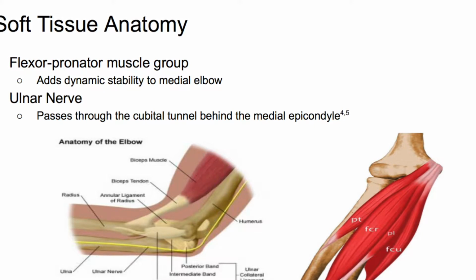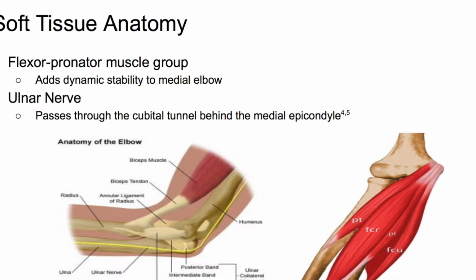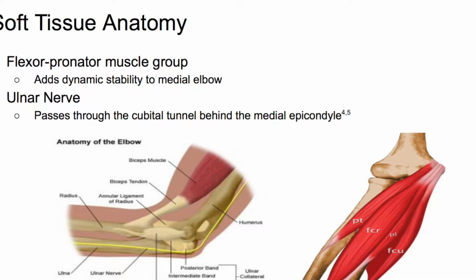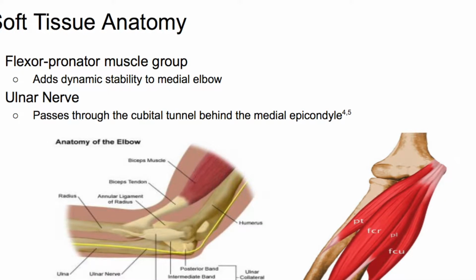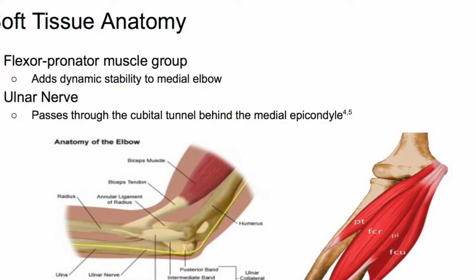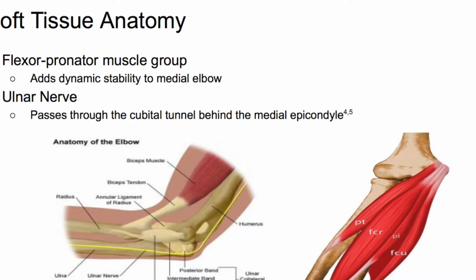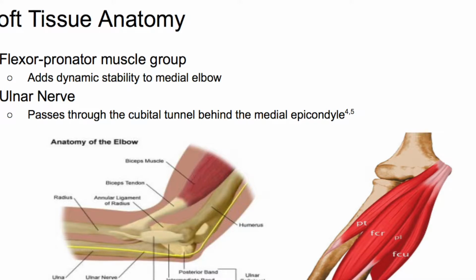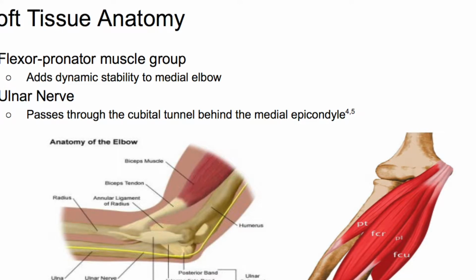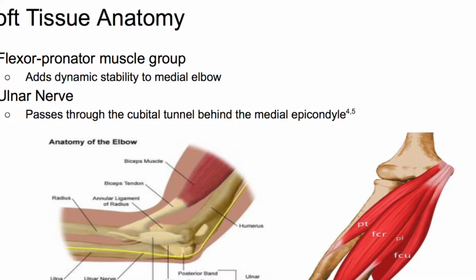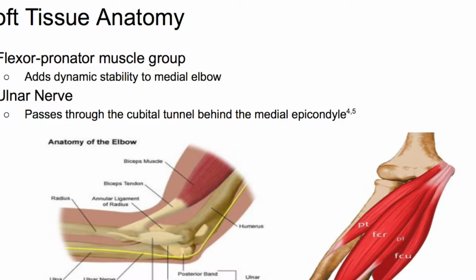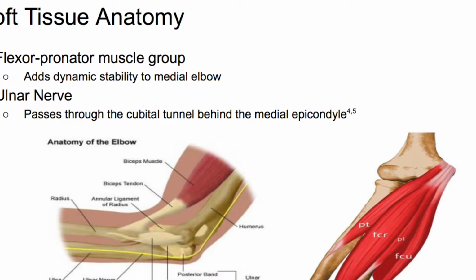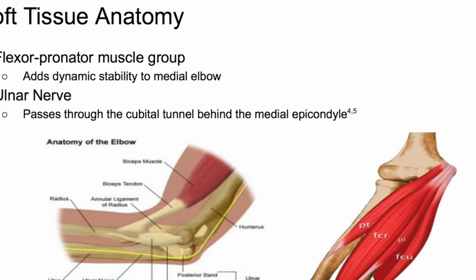The ulnar nerve passes just posterior to the medial epicondyle of the humerus. From there, it passes through the cubital tunnel and exits the elbow through the two heads of the flexor carpi ulnaris. We find common injuries to the medial epicondyle with medial epicondylitis in that flexor pronator group, and we find some nerve irritation, ulnar neuritis, due to compression or osteophytes and irritation to the ulnar nerve with medial injuries.